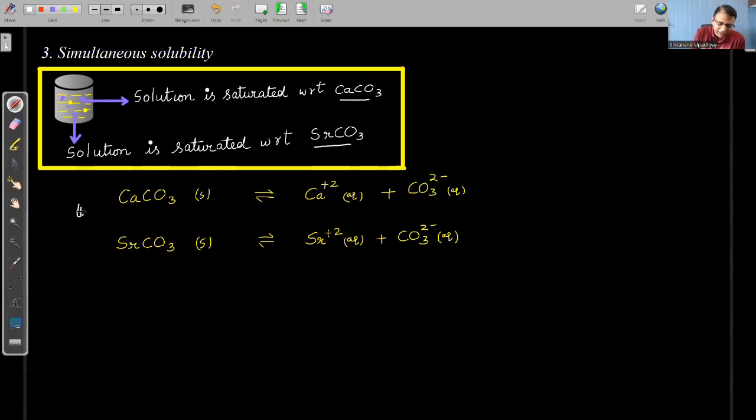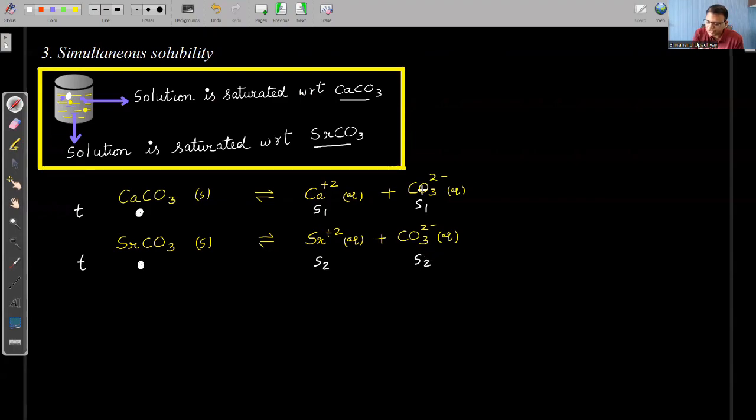So now if I write that initially this solid is there, calcium carbonate is there, and this solution is saturated, means some part of this calcium carbonate will dissolve. So solubility of this calcium carbonate we can assume S1. So S1 here and S1 here. At time t is equal to 0, this solution is also saturated with respect to strontium carbonate. Some part of it will dissolve, its solubility will be S2 and S2.